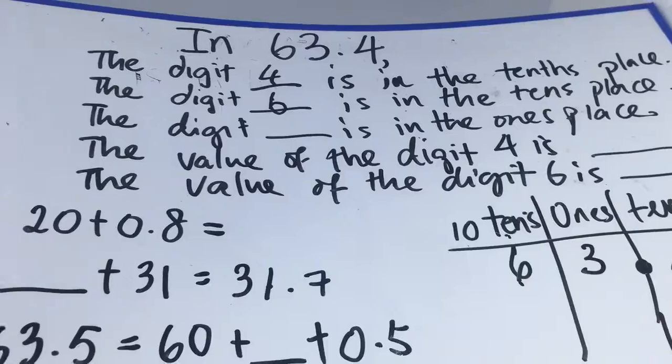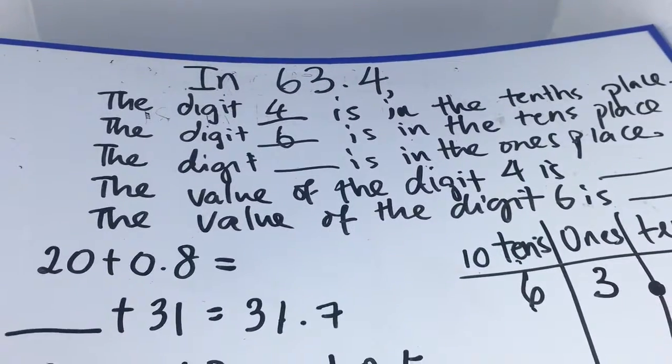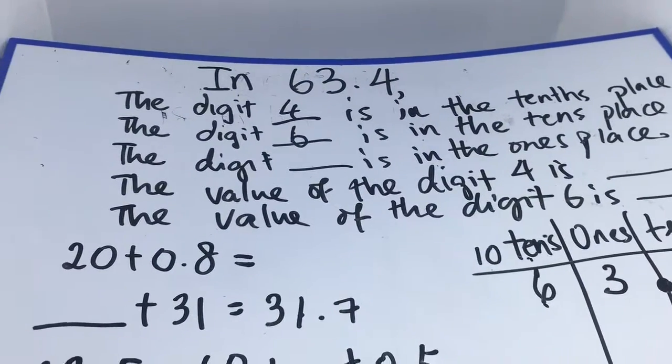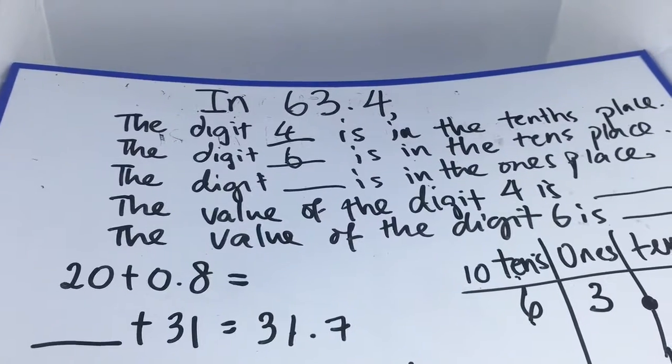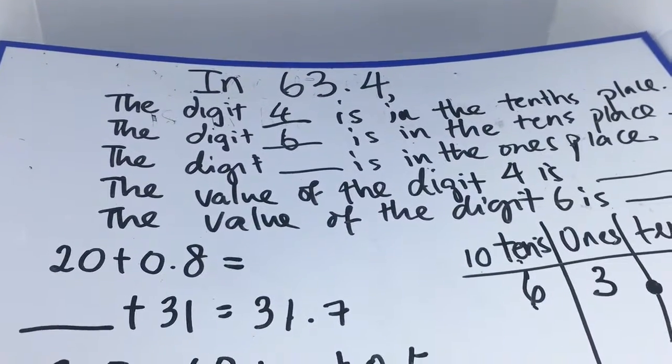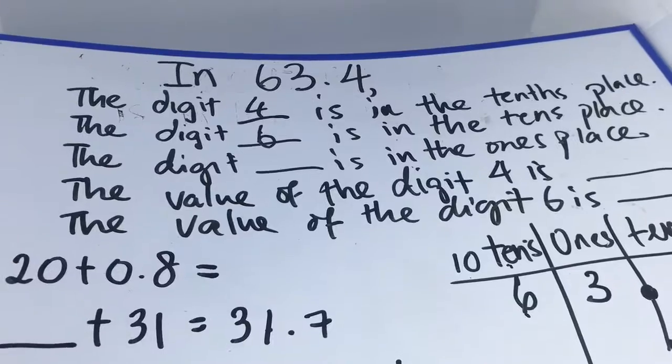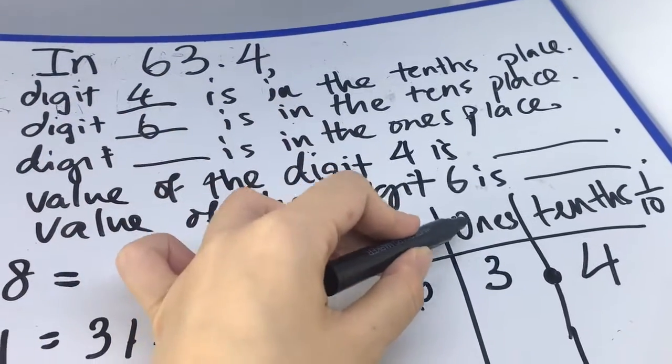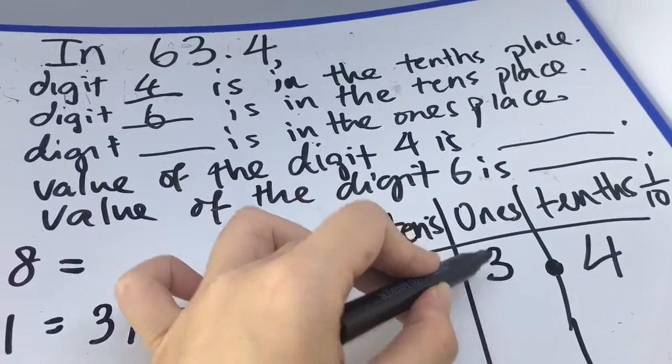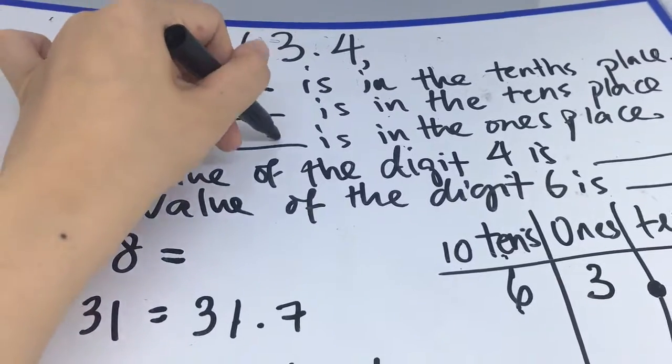Whenever they say digit, it means it is a number that is between 0 and 9. Alright, so the digit what is in the ones place? Let's look at the ones place. So this is 3. So the digit is 3.